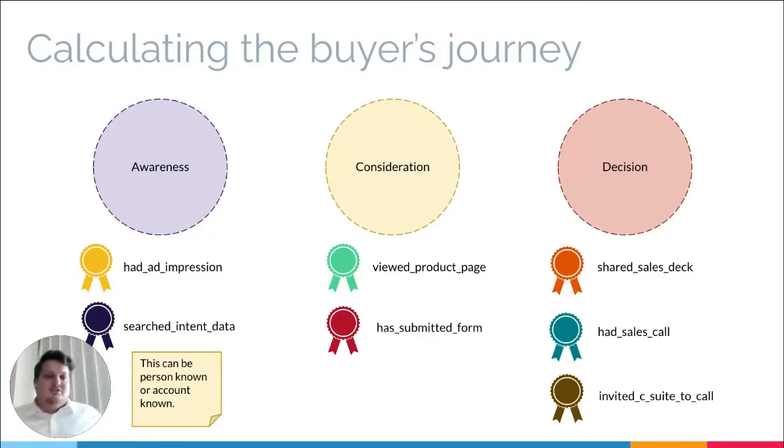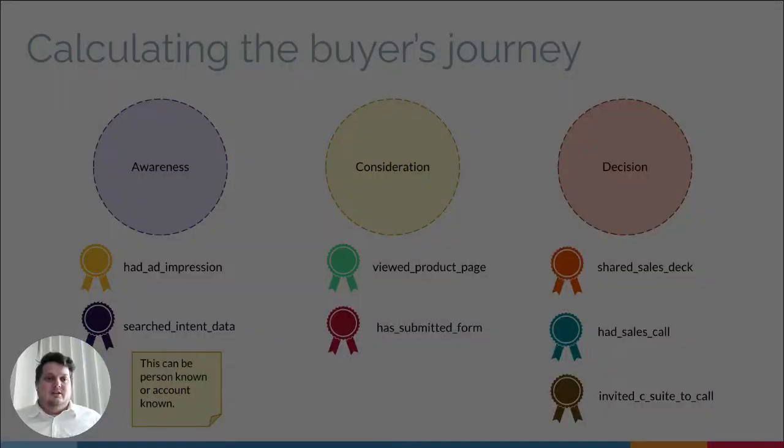Where we had ad impression and search intent data, that company is at the very beginning of their journey. So you assign them to the awareness bucket. And that could be account known or person known. Consideration, decision, had a sales call. These are badges you can use to say what point they're in.